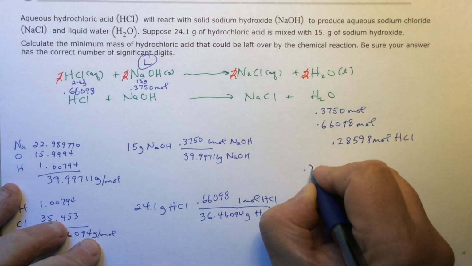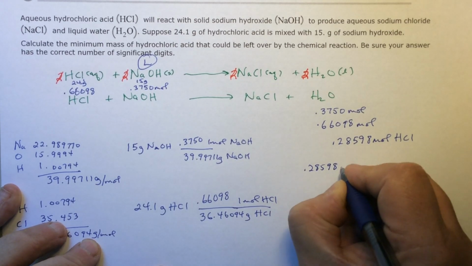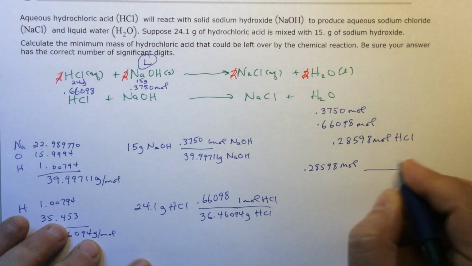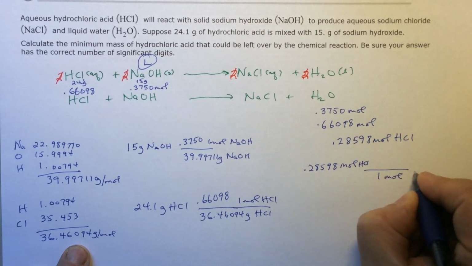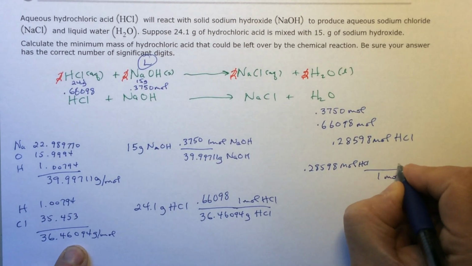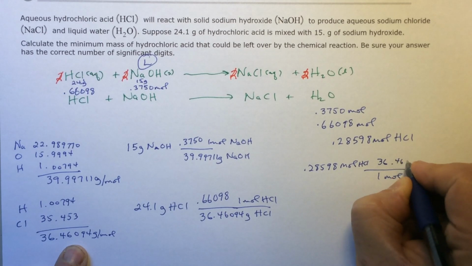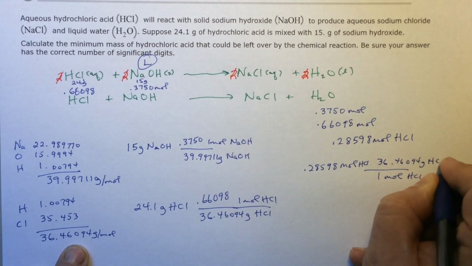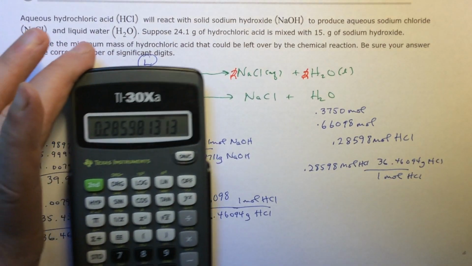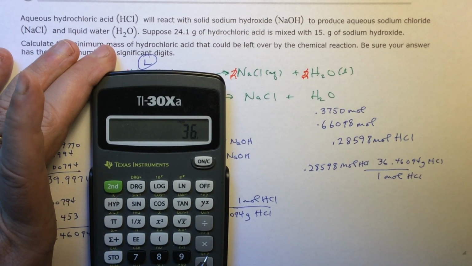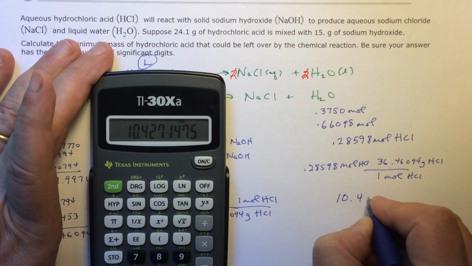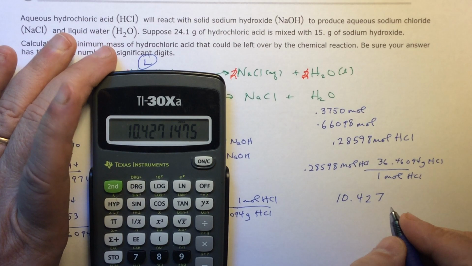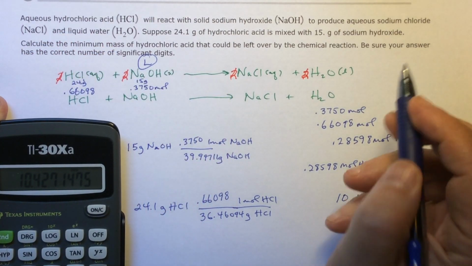So this is going to be 0.28598 moles. And in 1 mole, this is HCl. 1 mole of HCl, I'm going to have 36.46094 grams of HCl. So multiply those two amounts. 36.46094. I'm going to have 10.427. Okay.